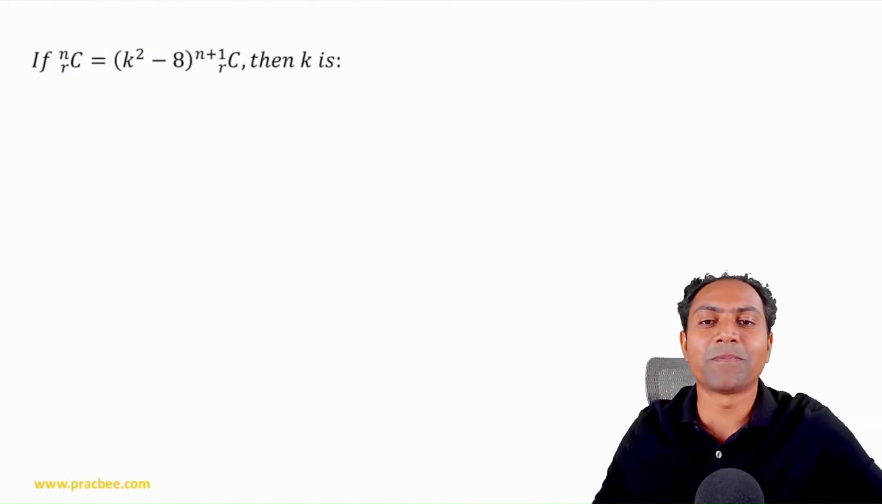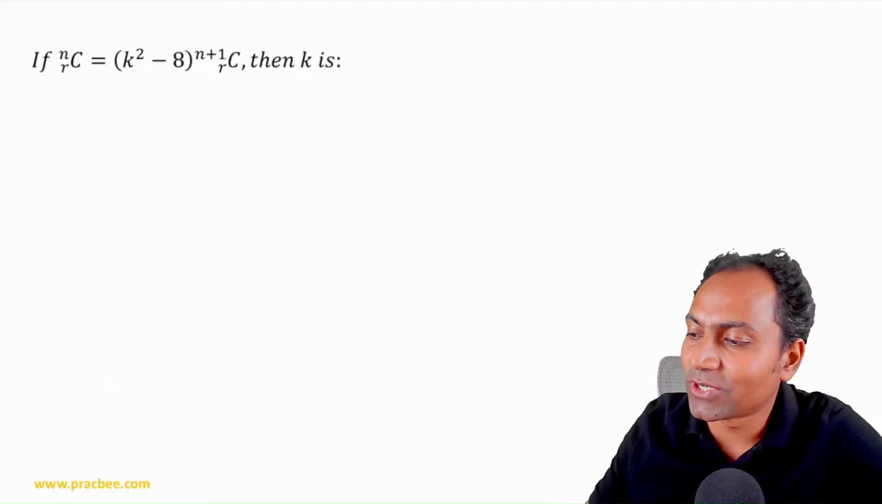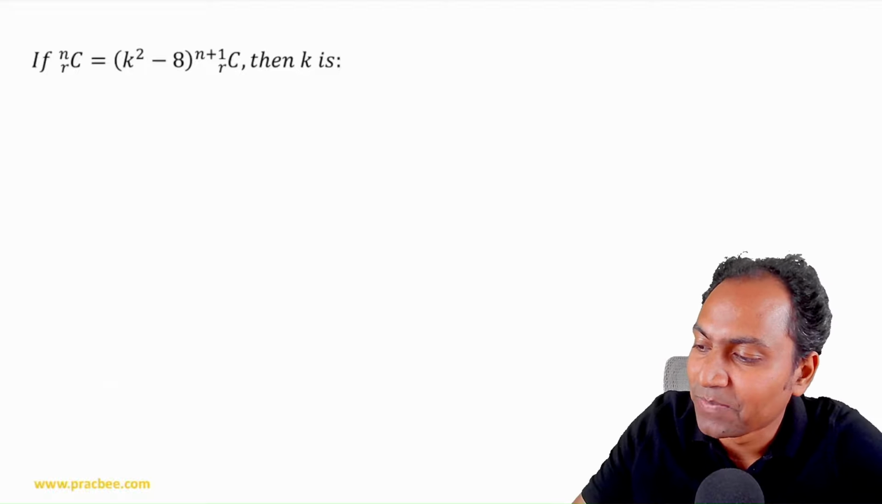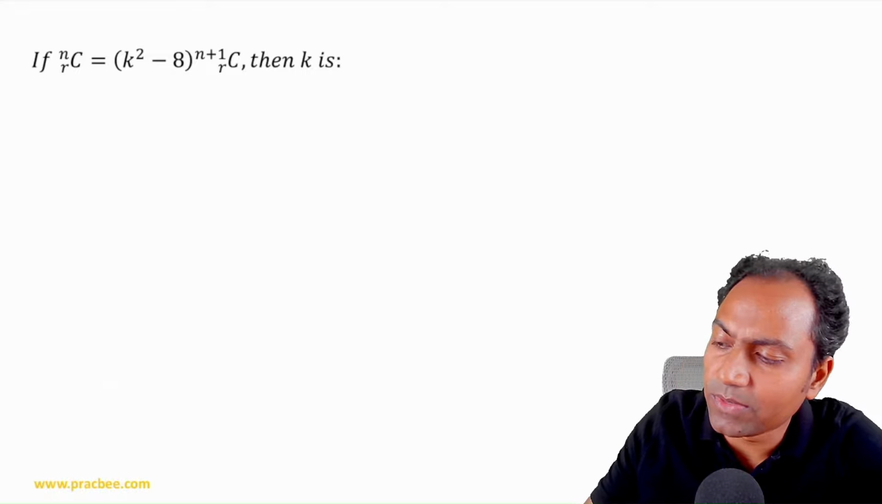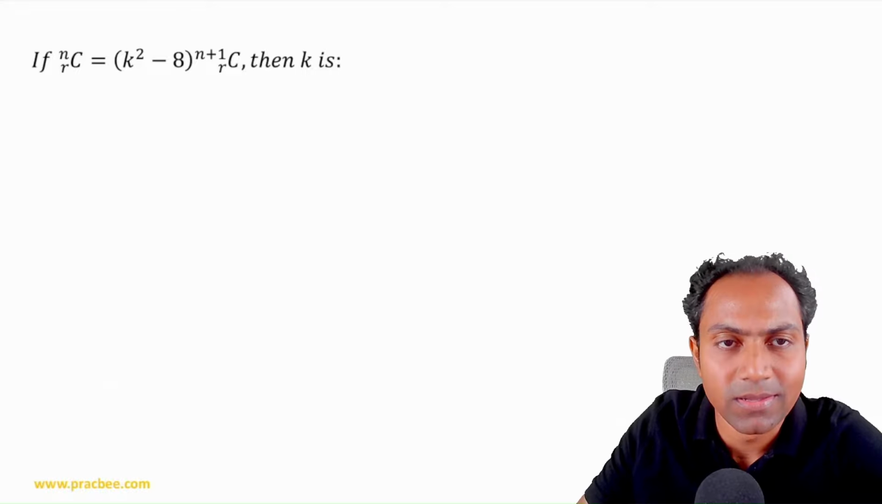Now again, this problem type is directly from the one-shot series of binomial theorem that we did. So this is a formula based question. What you need to do is find the value of nCr and n plus 1 Cr, and from there you can do this question. So let us do that. Let us see what we are getting.